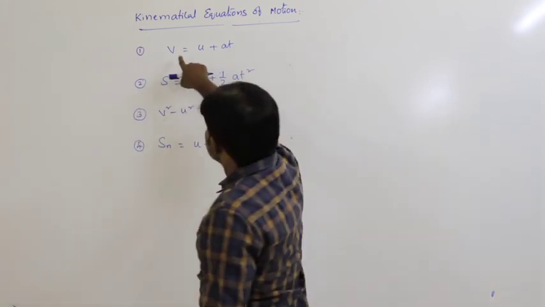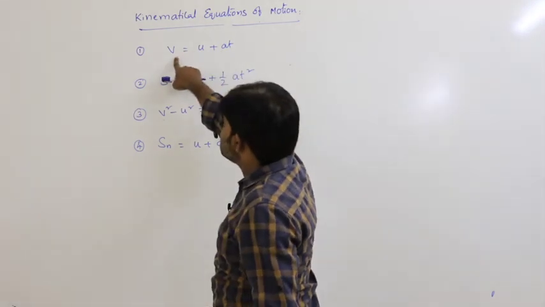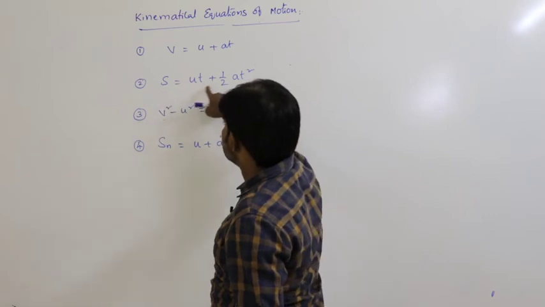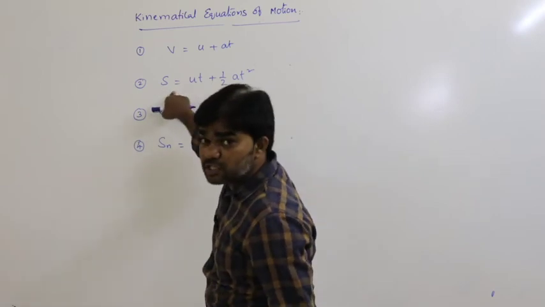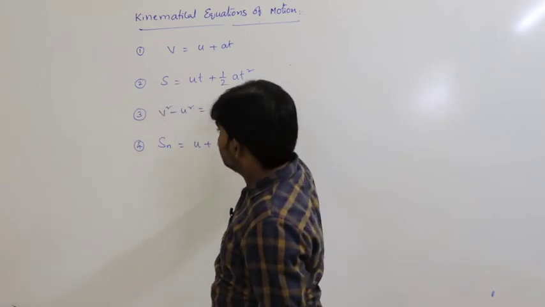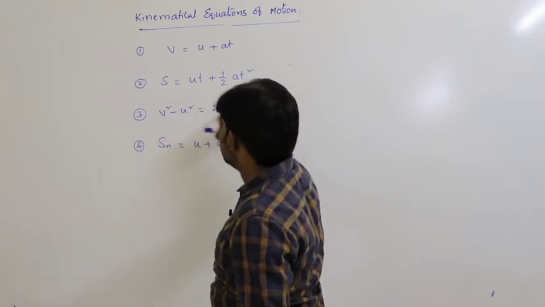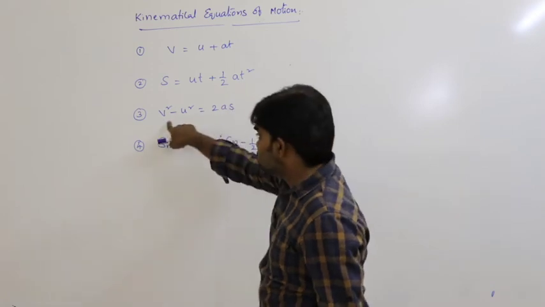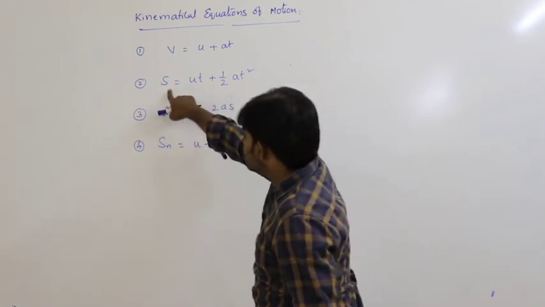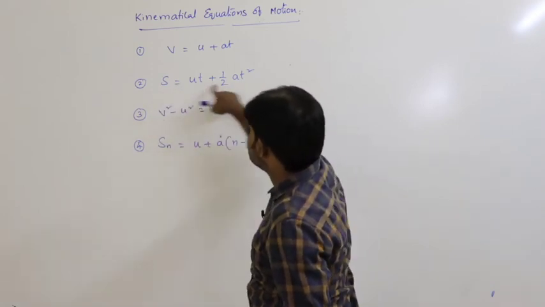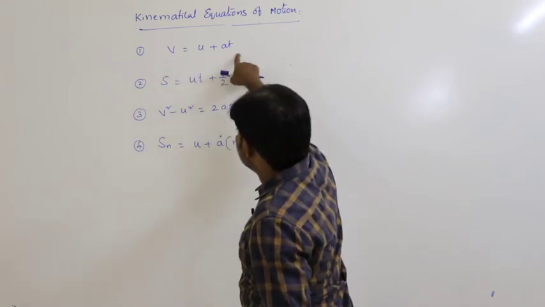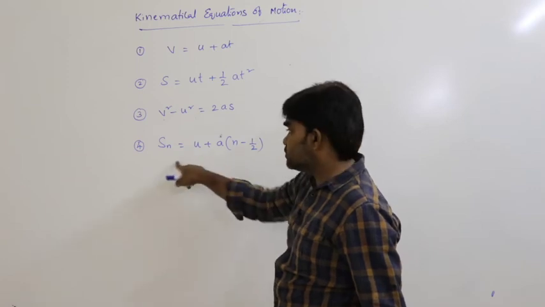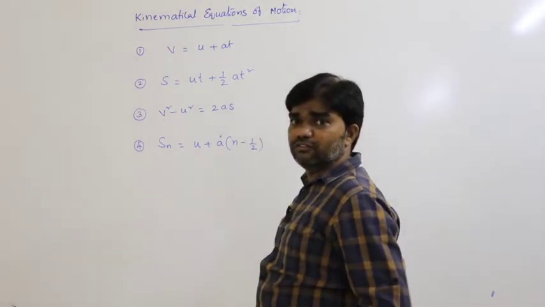When can we use the equation v equals u plus at? Velocity as a function of time. When can we use s equals ut plus half at square? Displacement as a function of time. When can we use v square minus u square equals 2as? Velocity as a function of displacement, velocity varies with the displacement. Here the distance or displacement varies with the time, velocity varies with the time, and here also displacement as a function of time. These are the 4 equations.